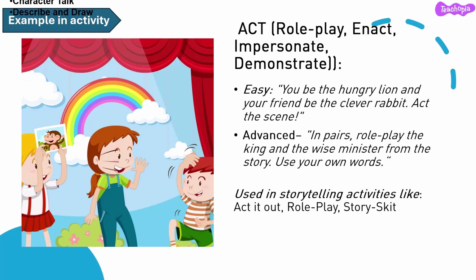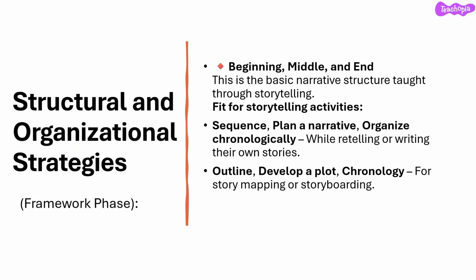When it comes to an easy level, you will say, you be the hungry lion and your friend can be the clever rabbit. The scene. At an advanced level, it can look something like this. In pairs, role play the king and the wise minister from the story. Use your own words. Now, these can be used in storytelling activities like act it out, role play, story skit, and so on.